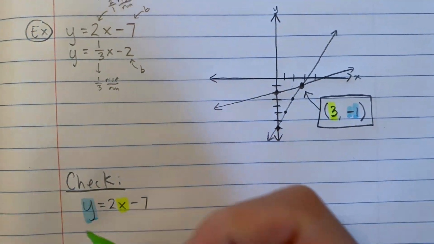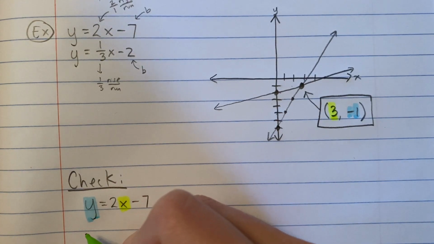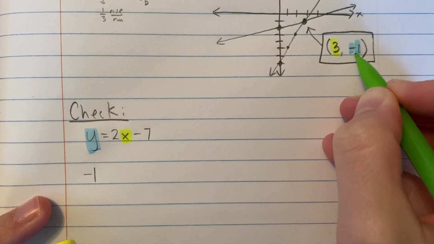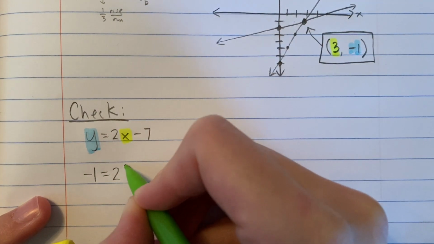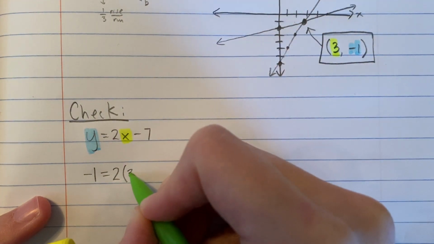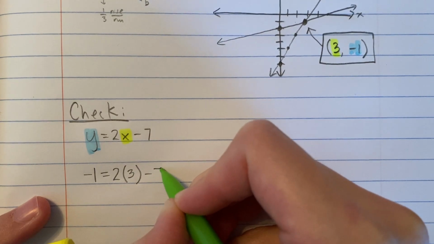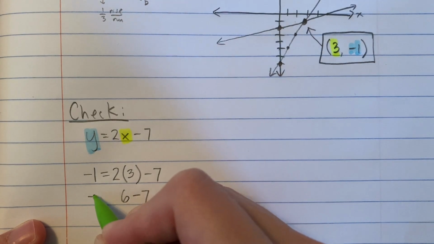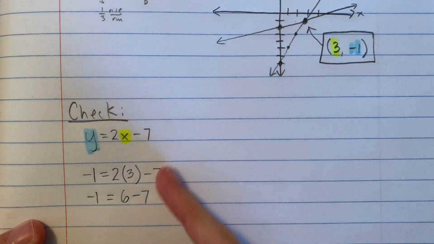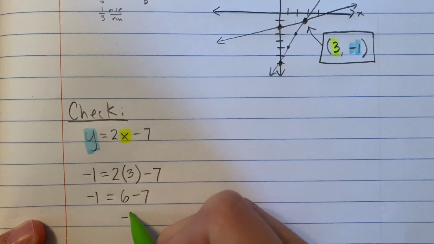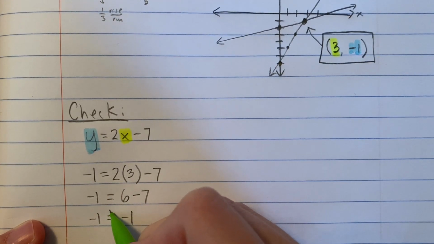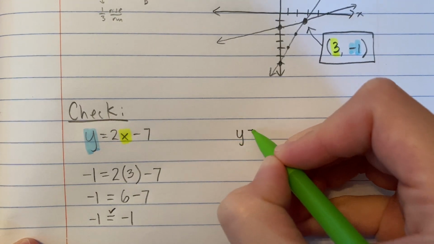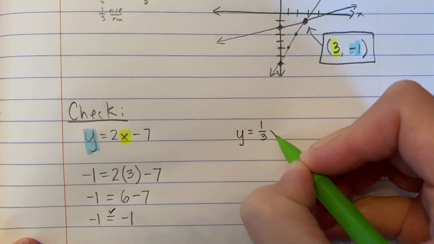I plug in my y value right here and my x value right here. So y is -1, equals 2 times x, 3, minus 7. 2 times 3 is 6. I just brought everything else down. 6 minus 7 is -1. Perfect, looks good so far. Let's check it in the other equation, because if I want to make sure my answer is good, I have to check it in both equations.